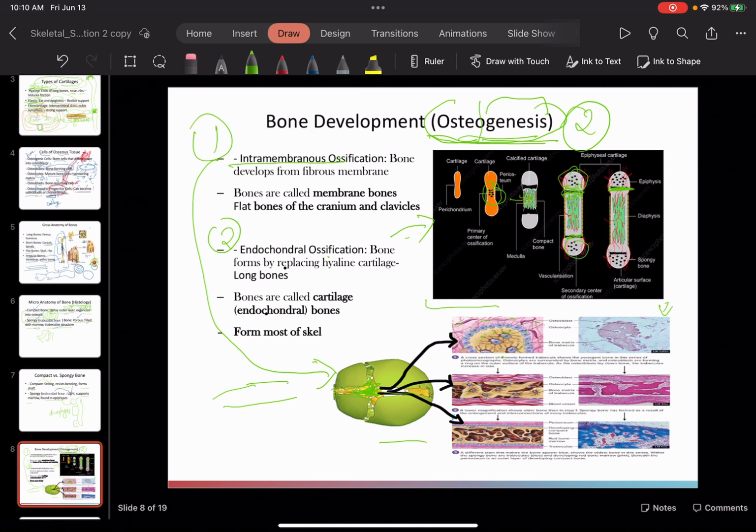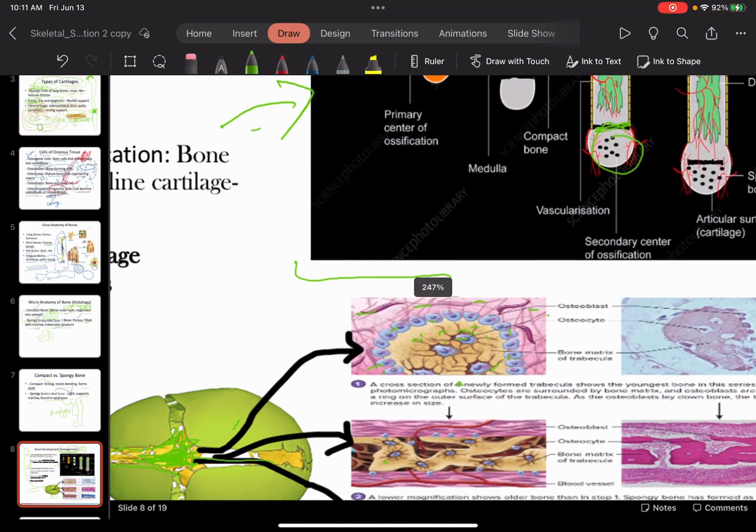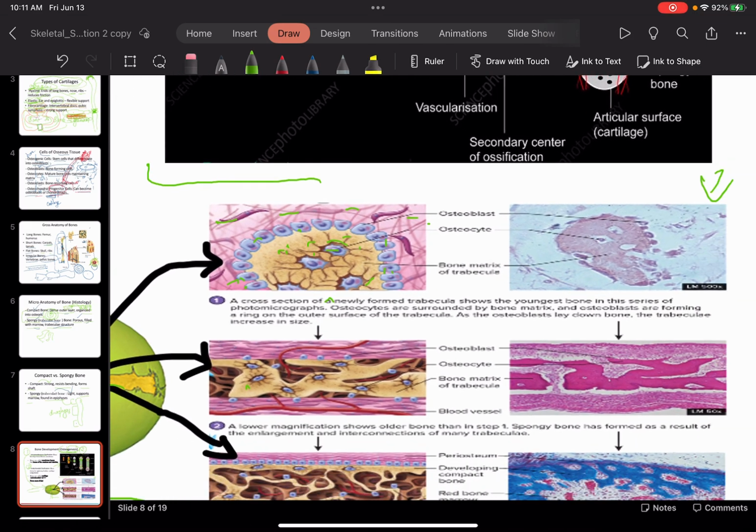The flat bone formation, which is the cranium. The cranium is an example of a flat bone, or the clavicle. So how does this form? From that membrane. The membrane is converted into bone. So you can see that here.